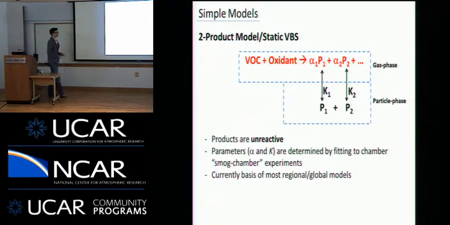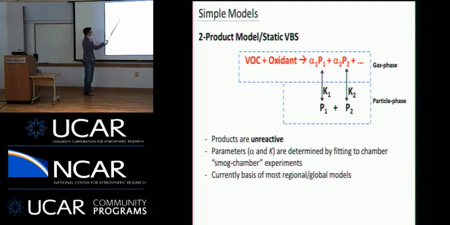So what about simple models? Well, simple models, I mentioned this two-product model or a static volatility basis set model. Basically, we have some VOC, we have some oxidant, they react, they give us one product, two products, maybe three, maybe four. We can choose our number there, and that's it. Those products are completely unreactive. They just stop. They may partition, though, into the particle phase with some partitioning coefficient, K.